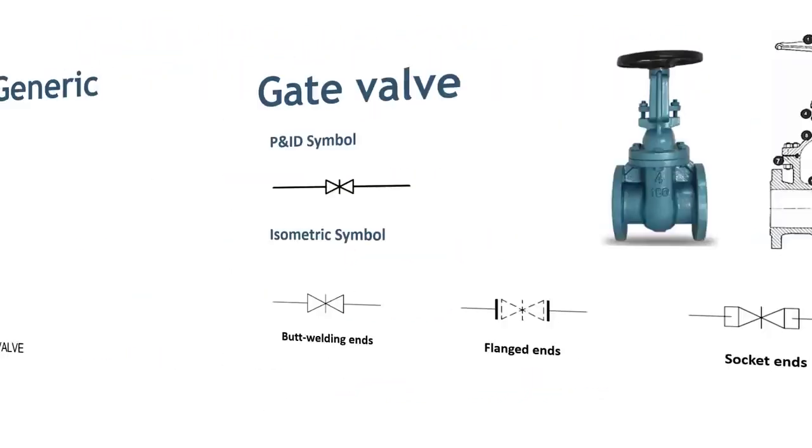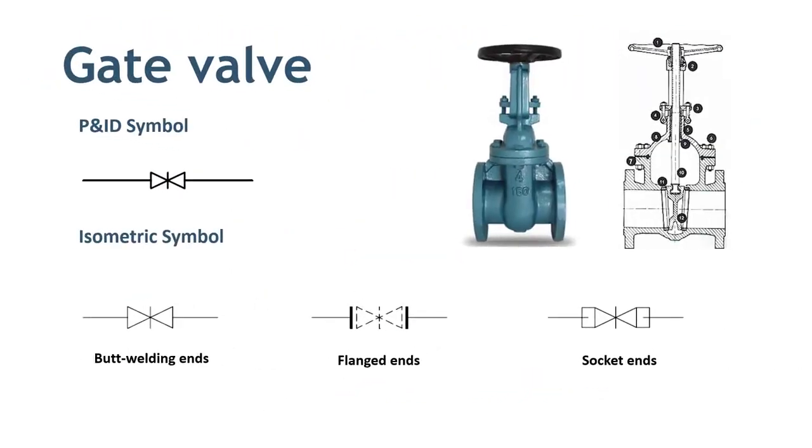Now I will explain the specific valve symbols that are used in PNID and isometric drawings.